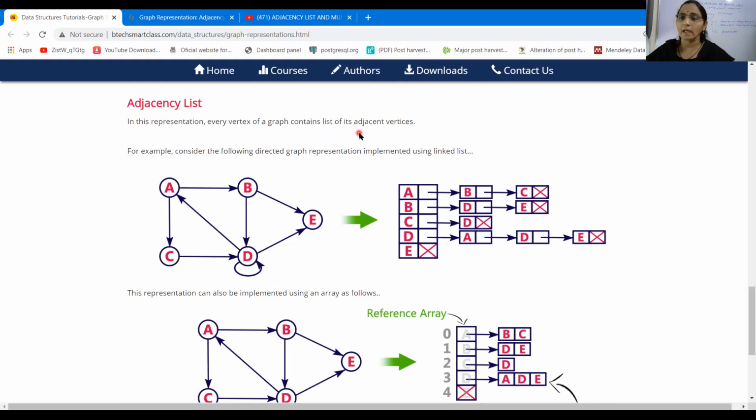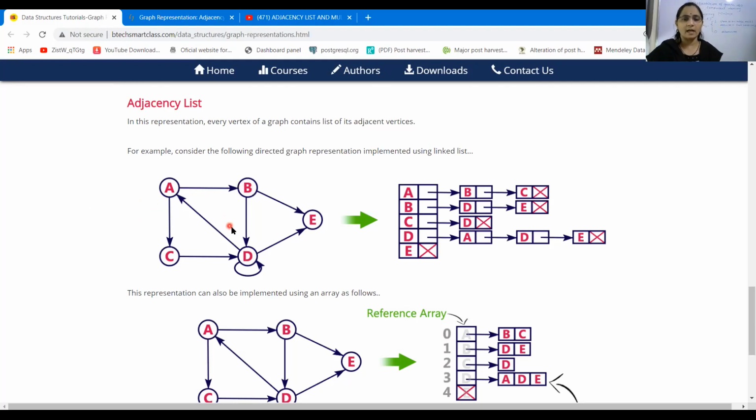All of you know the concept of adjacent vertices. What does adjacent vertex mean? The same edge belongs to both nodes, and therefore those vertices are called adjacent vertices. Now let's clear this concept with the following example.